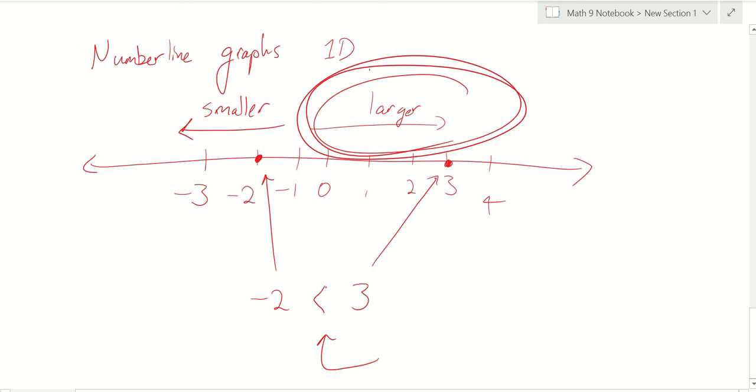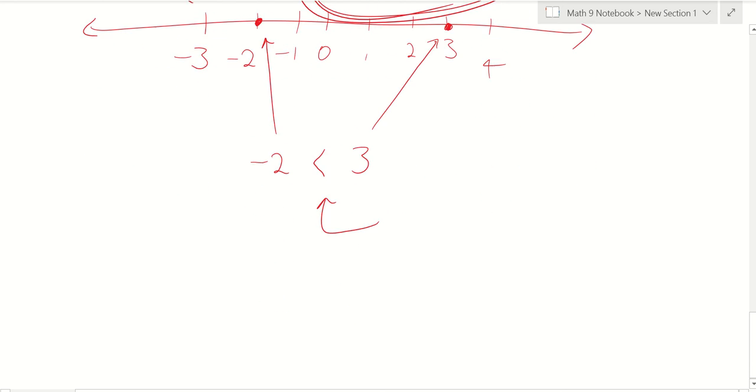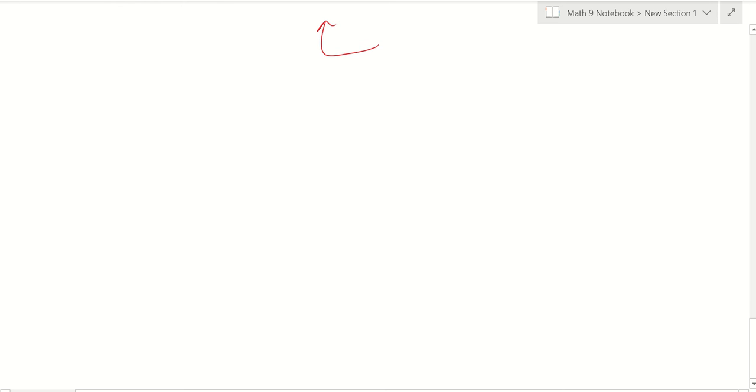So really, this inequality symbol opens up towards the larger number. What does that mean? Well, the inequality symbol opens up towards the number that appears further to the right on the number line. So let's look more generally here.